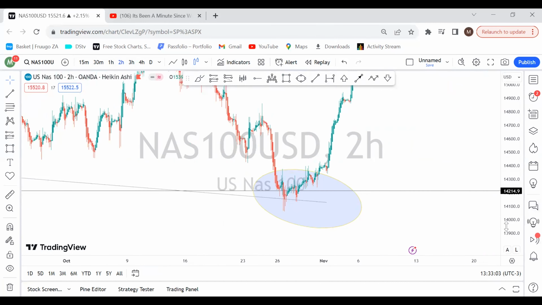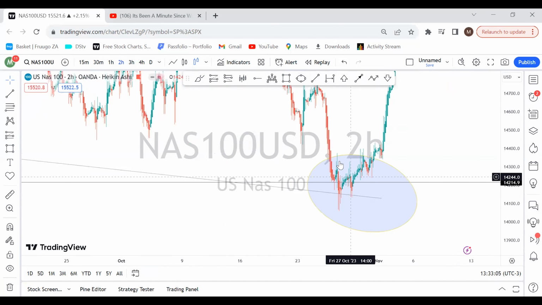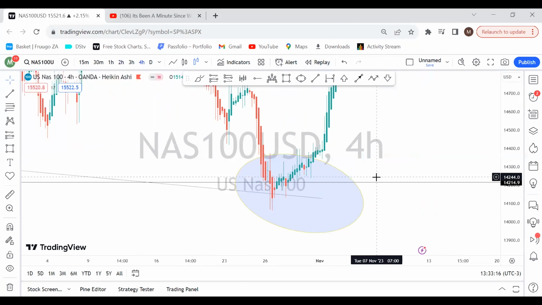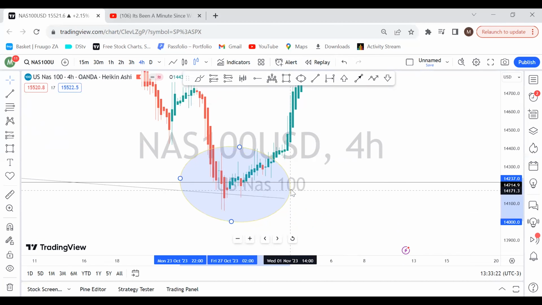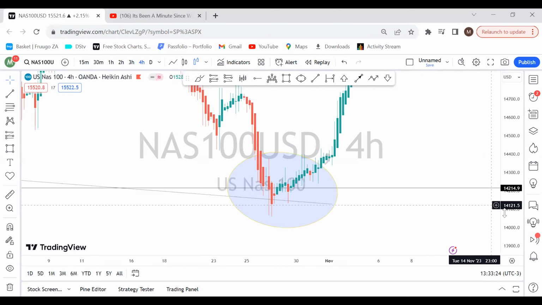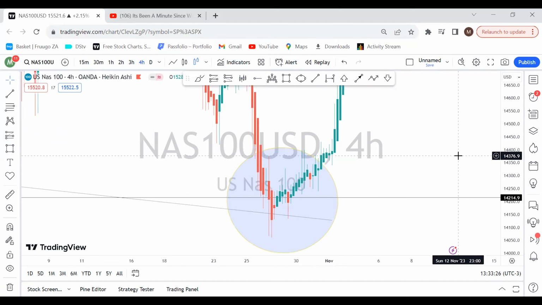So when you see the price giving you this confusing, choppy movement, you can just simply go back to the bigger time frames for it to be laid out more perfectly. So you can see now we don't have a lot of noise.